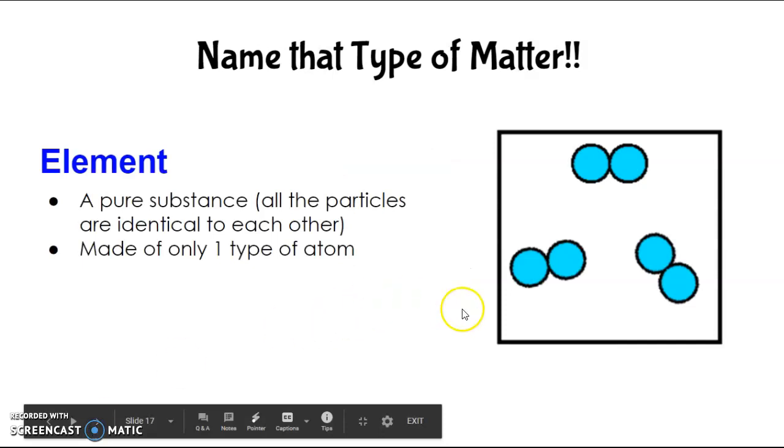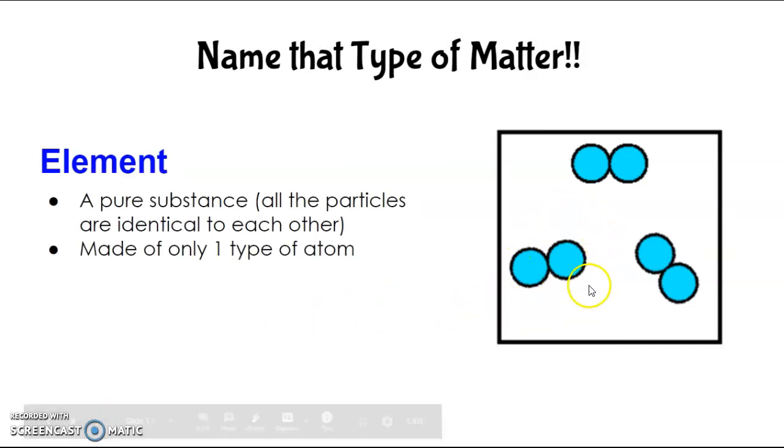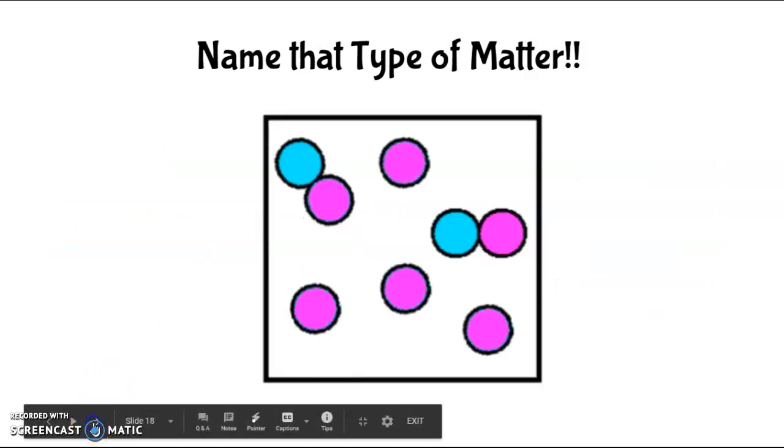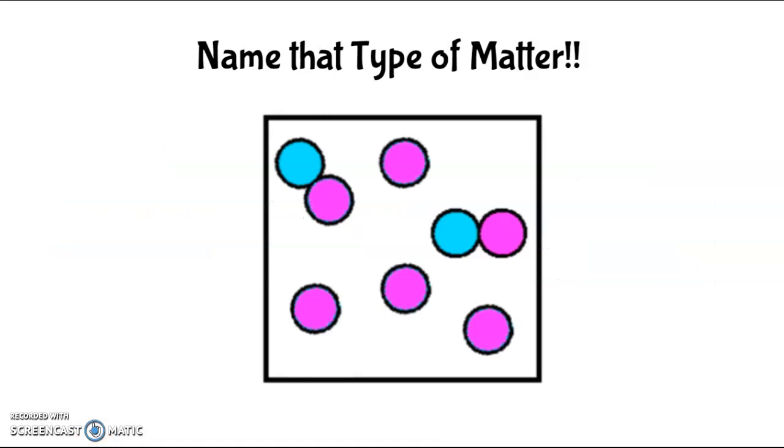Right, this is an element. Again, it's a pure substance because every particle in here is identical to each other. And it's also made of only one type of atom, just these blue circles. Next one.